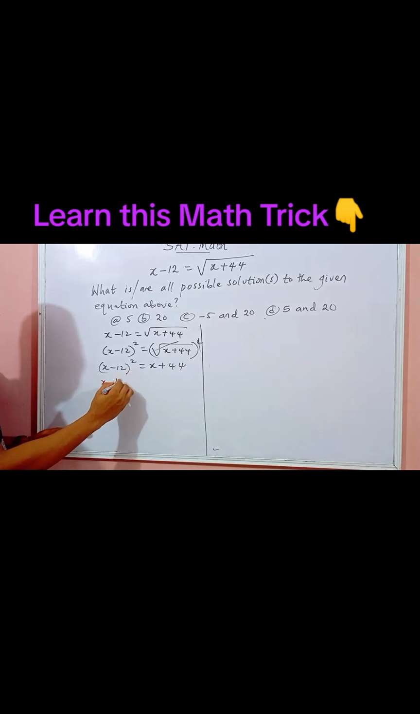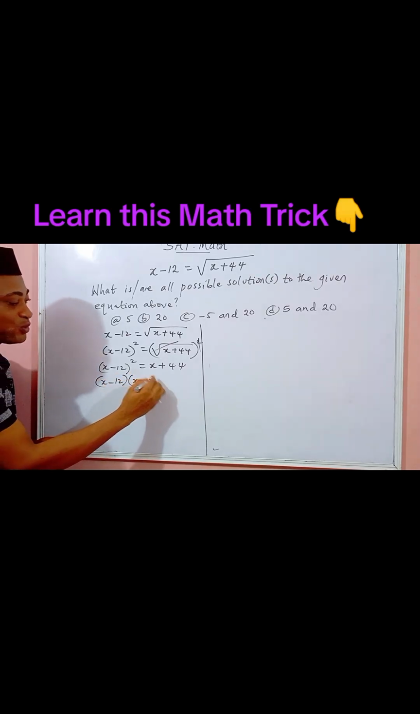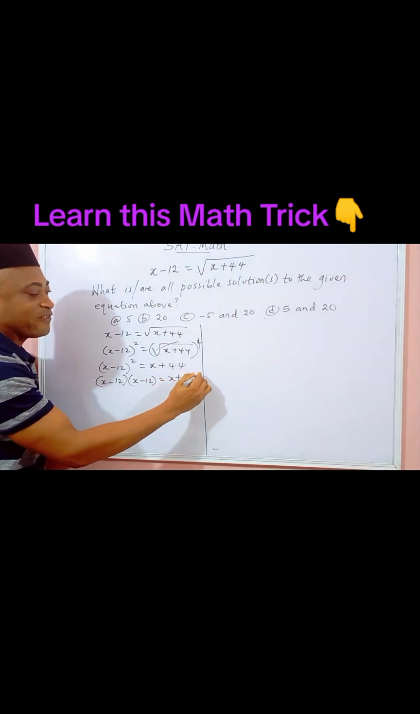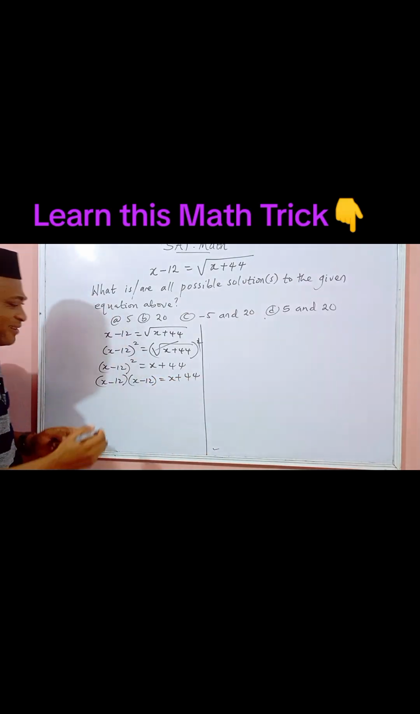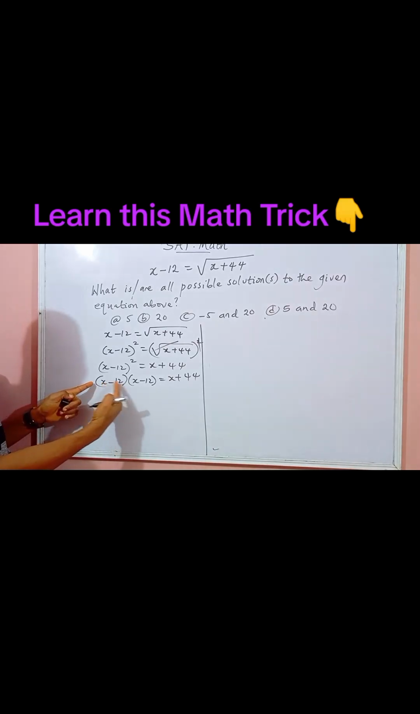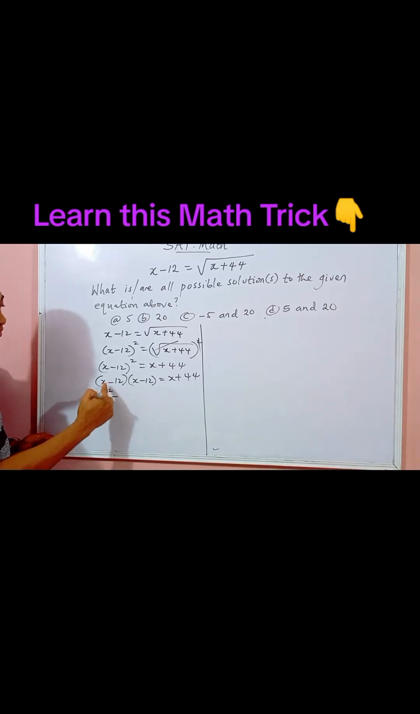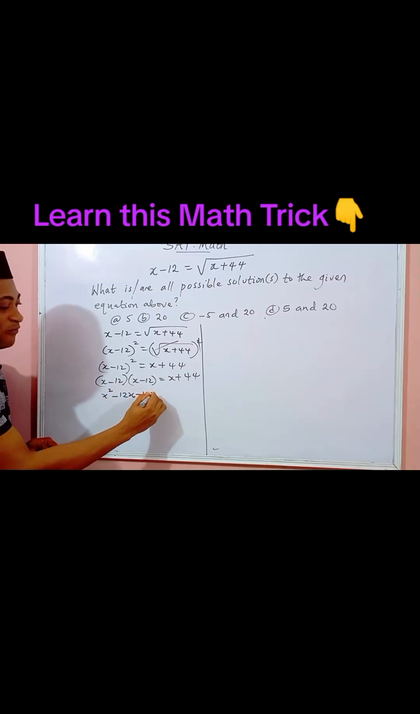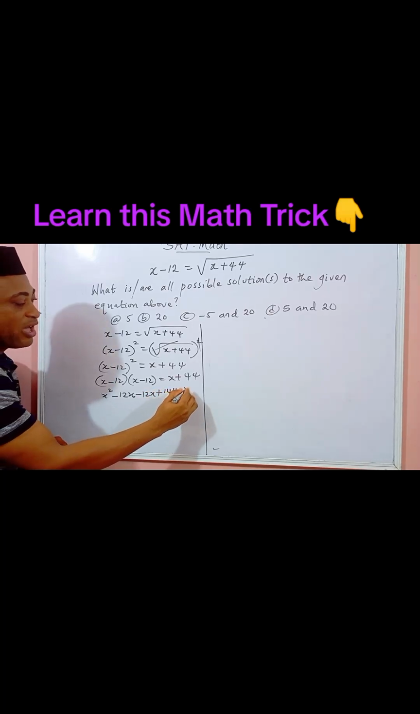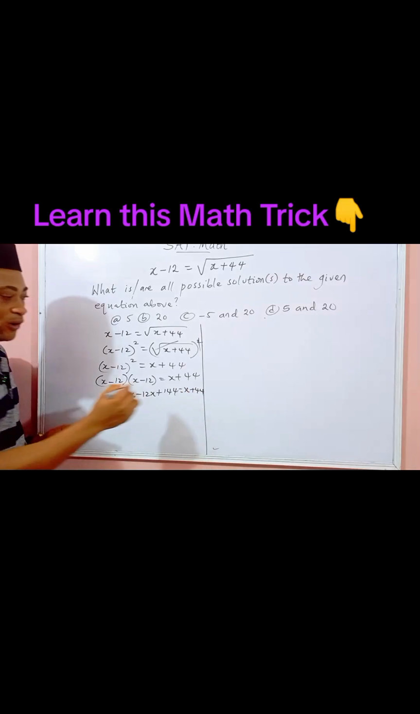Okay, let's expand this. You know this actually means x minus 12 times x minus 12 equals x plus 44. I hope we're doing this together. All right, expanding this. Remember, you take these two numbers to expand this. X times x is x squared. X times minus 12 is minus 12x. Minus 12 times x is minus 12x. Minus 12 times minus 12 is plus 144 equals x plus 44.